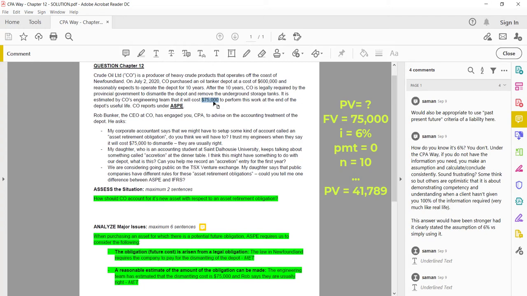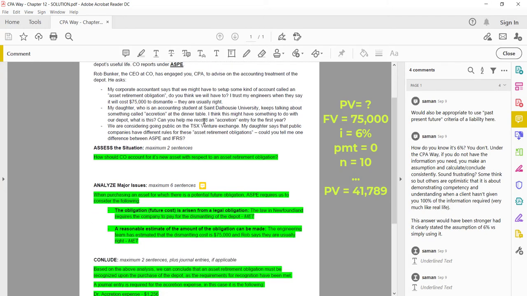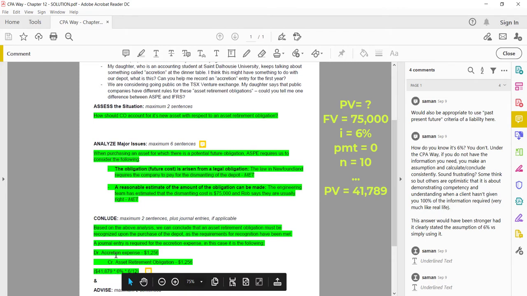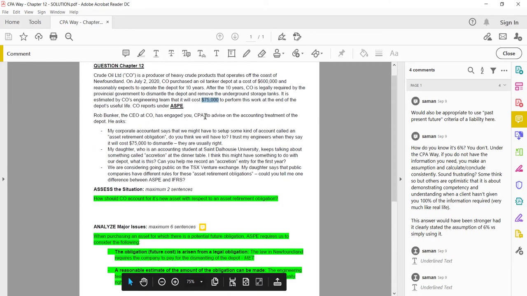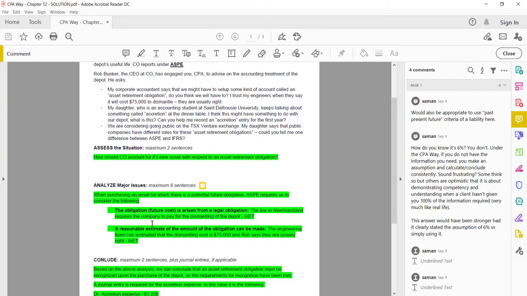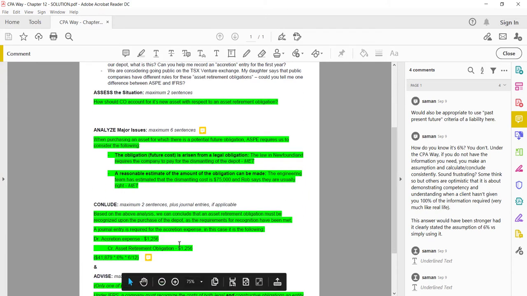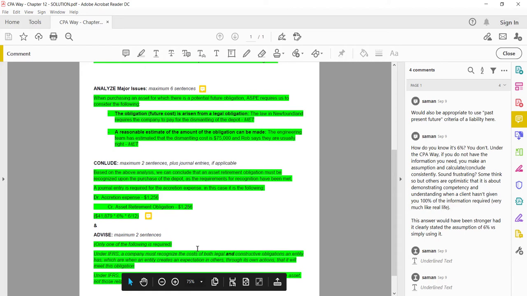So we need to discount this to the present value, which, if we assumed a 6% interest rate, would be $41,879 times our interest rate and then times the number of months until year end. If you assumed their year end was, maybe you assumed it was June 30th, cool. State your assumptions, do your calculations, and conclude accordingly. When given no other information, you need to state your assumptions and calculate accordingly.